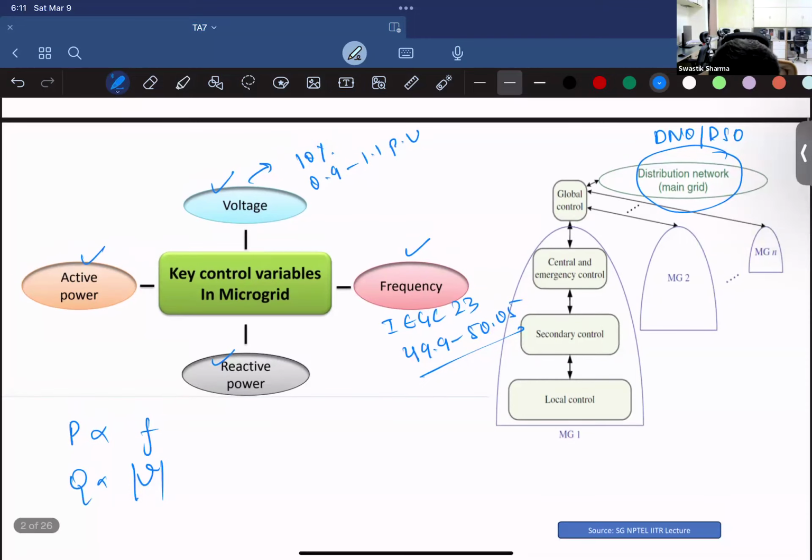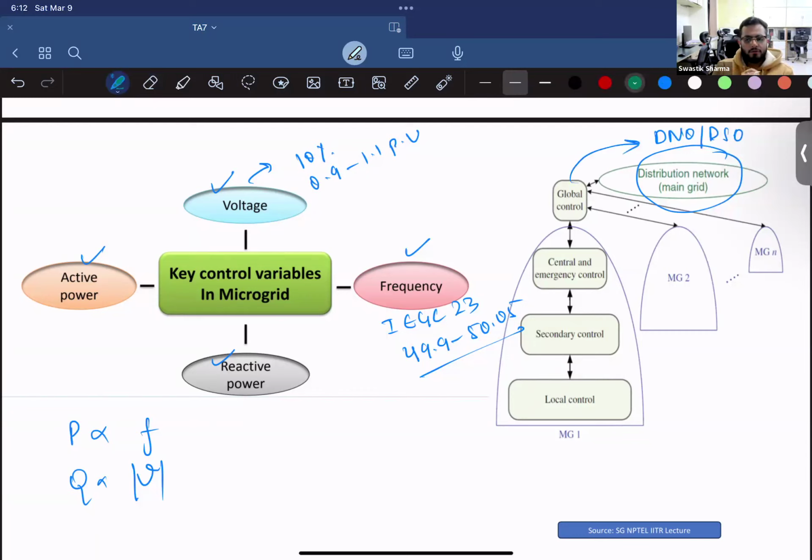Now, in this microgrid, the control is categorized into a hierarchical control. So we have a global control. This global control is issued via the distribution system operator or distribution network operator. This system operator is given the responsibility to maintain the whole distribution system. So he acts as a centralized agent to control the whole distribution network so that their functioning doesn't endanger the power system's operation. So this global control is issued via DNO or DSO.